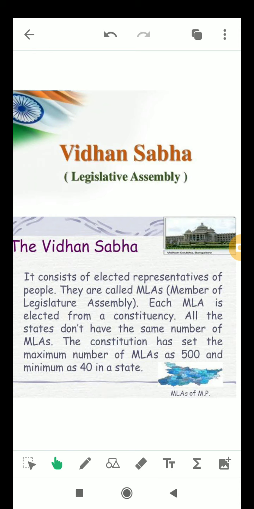That means in India, every state has a legislative assembly, which has members in the proportion of the state's population. These members of legislative assembly, or MLAs, are elected by we people. We elect the MLAs, and they form the government. Thus the MLAs are the elected representatives of the people.